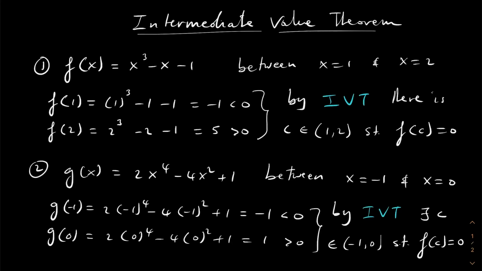And so now, other than finding the actual value of c by setting the function equal to 0, by finding the x-intercept, there are other methods that can be used to find a good approximation for this value of c, especially when the equation f of x equals 0 is hard to solve, which is most of the time. And so in my future videos, I'm going to cover some of these methods.